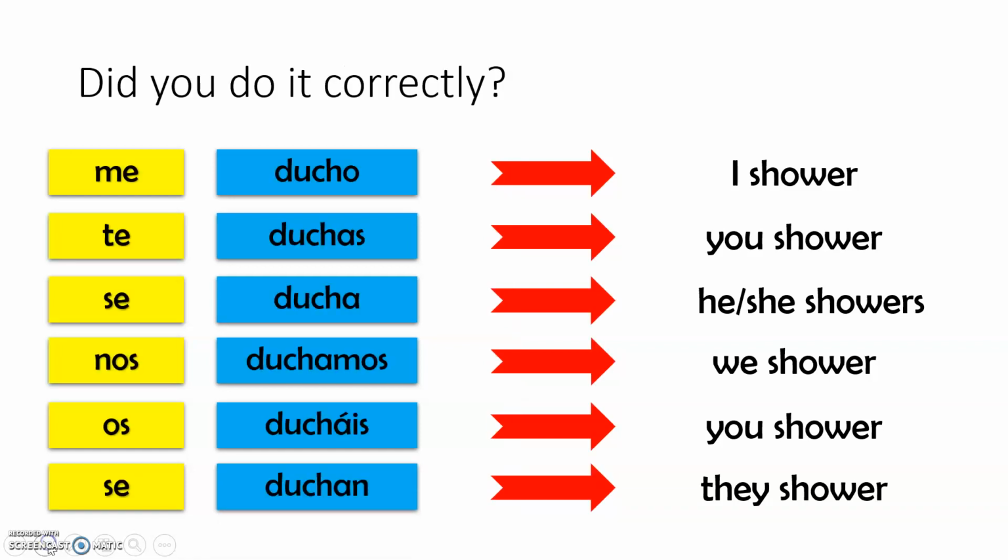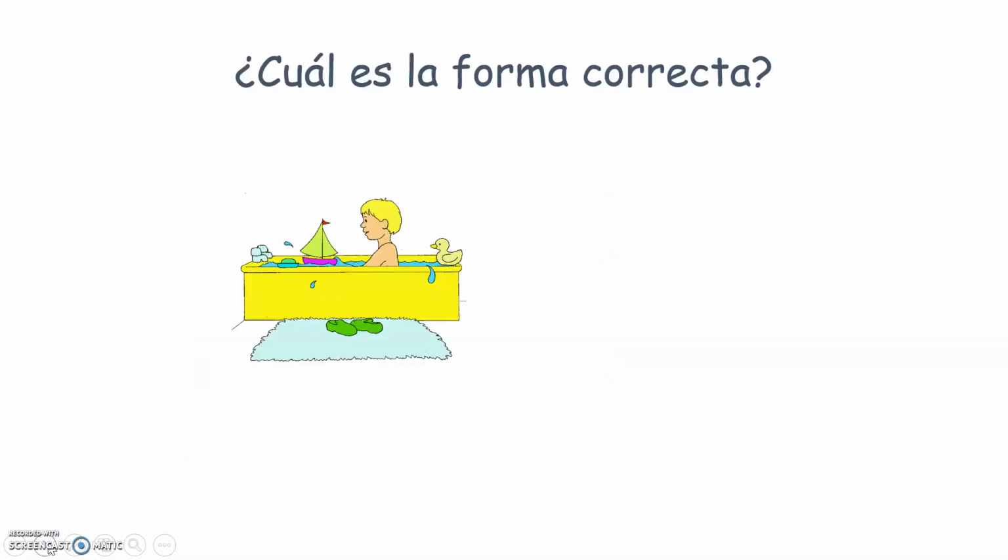Okay, let's see how you got on. Did you do it correctly? Me ducho, te duchas, se ducha, nos duchamos, os ducháis, se duchan. I hope you got on well there. So let's now mix it up a little bit. I'm not going to ask you to conjugate entire verbs and all of the different six people. We're just going to try a couple out as we go along, and again feel free to pause the video in between each one and check how you get on.